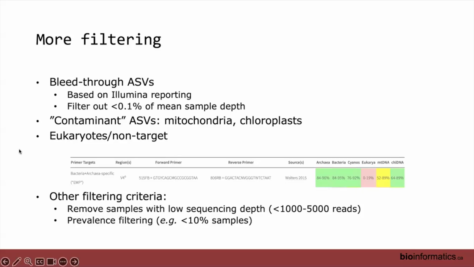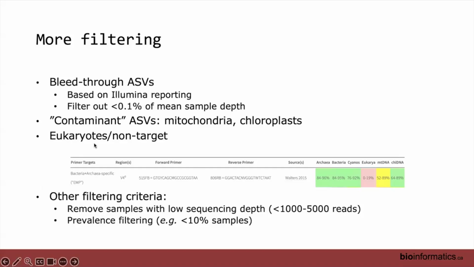And then you're often filtering out any eukaryotes or non-target sequences. As we said before, looking at some of these primers, while yes, bacteria and archaea might be what we're interested in, you're still going to be picking up a reasonable amount of these other groups. And depending on your sample type, you may have more or less of the DNA in your original sample that came from some of these other groups.